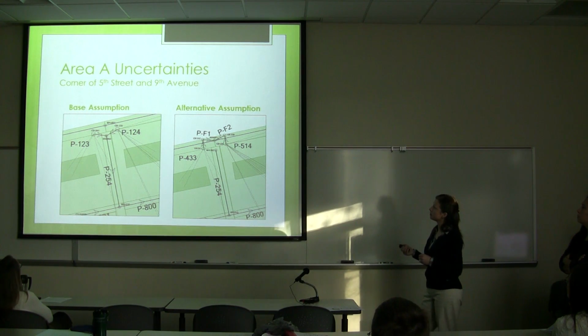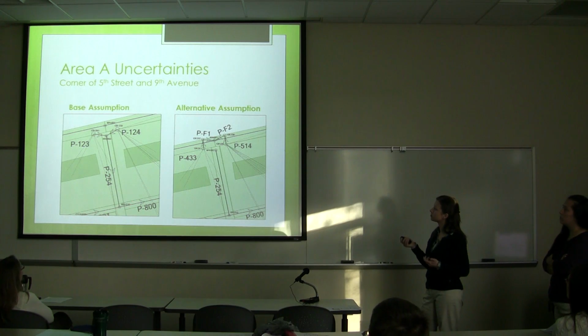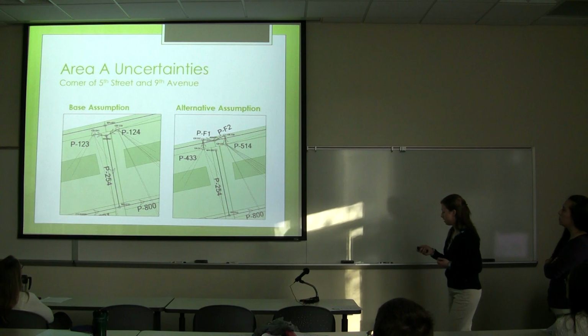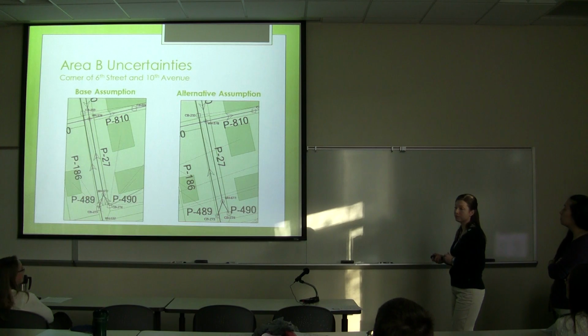The first area is, we're calling it Area A. It's on the corner of 5th Street and 9th Avenue. And just to sum it up, our base assumption was that the catch basins here are contributing flow into the combined sewer network, and our alternative assumption is that either those have been sealed off or we misinterpreted the data and they are not contributing to the combined sewer network. A similar thing happened with what we're calling Area B, and Jessica and Chris have pointed that out very well.